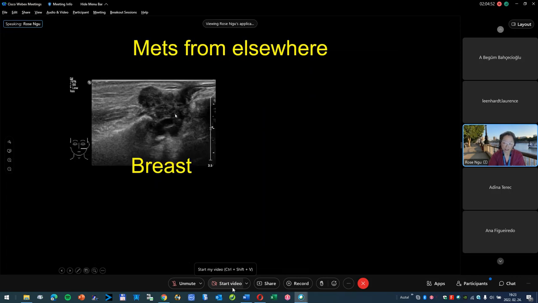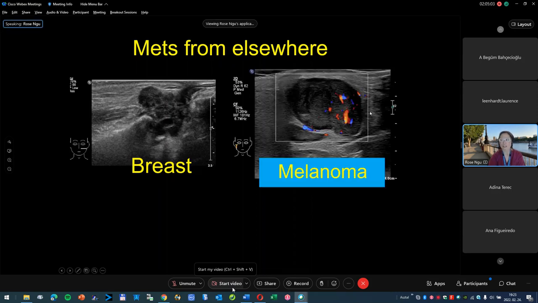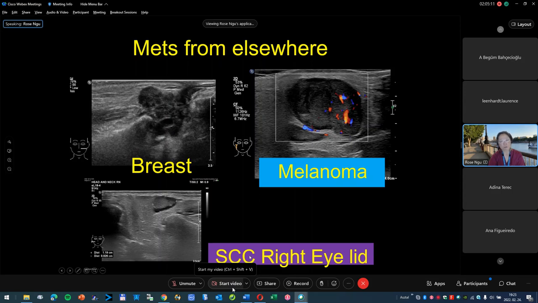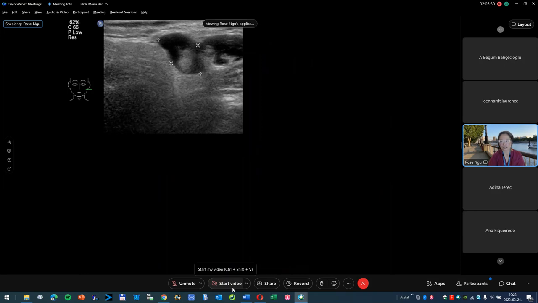Secondary mets from elsewhere can also end up in the lymph nodes in the parotid gland. This is one seen from the breast, another one from melanoma, and this was one seen from an SCC, which was from a right eyelid. If the lymph nodes look a bit enlarged, abnormal looking, the hilum is thickened and abnormal, and a solid mass looking like this, they're worth an FNA to confirm the diagnosis.